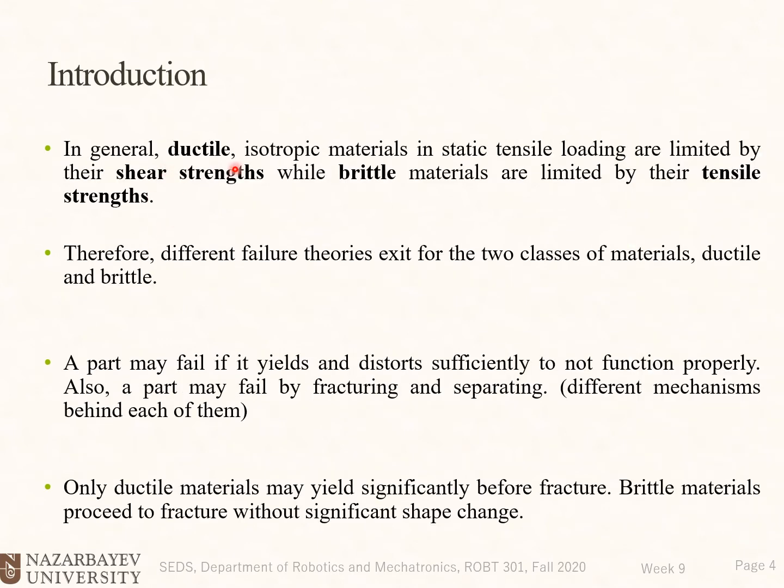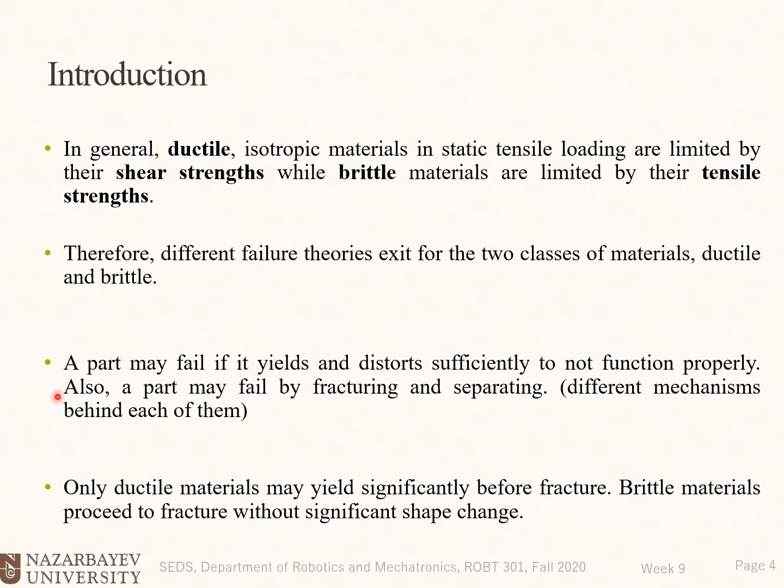In general, ductile isotropic materials in static tensile loadings are limited by their shear strengths, while brittle materials are limited by their tensile strengths. That means that ductile materials like steel or aluminium are more sensitive to shear stresses, and that's why shear strength is the cap for their endurance capability, let's say. And brittle materials are more sensitive to tensile stresses, and that's why tensile strength is more important for them. Therefore, different failure theories exist for the two classes of materials, ductile and brittle. A part may fail if it yields and distorts significantly to not function properly.